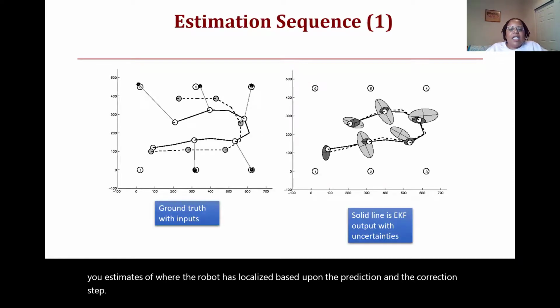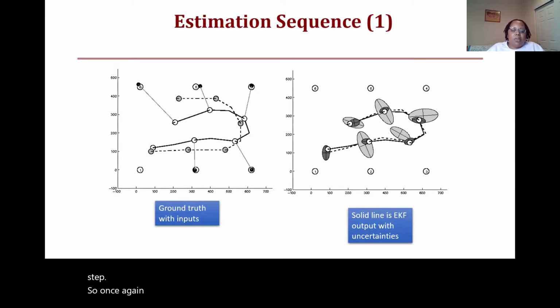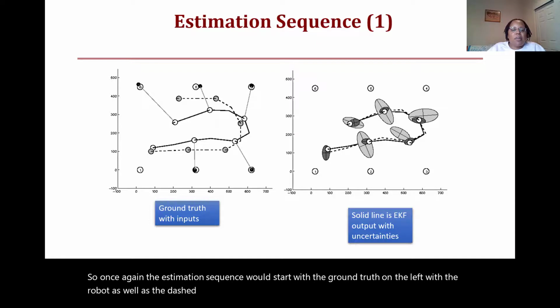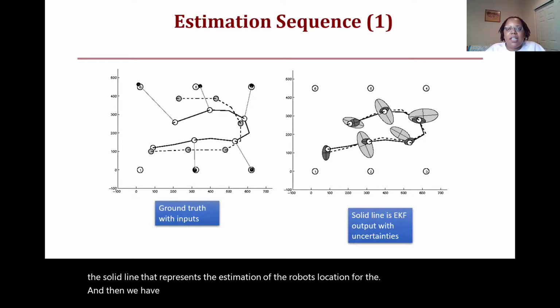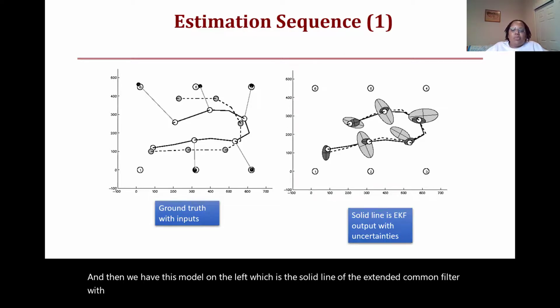So once again, the estimation sequence would start with the ground truth on the left with the robot, as well as the dashed lines, which indicate how the robot's moving, and the information on the robot and sensor data as it's moving around. And then we have this model, which is the solid line of the extended Kalman filter with its uncertainties, which represents the robot's possible location as it moves through the world.